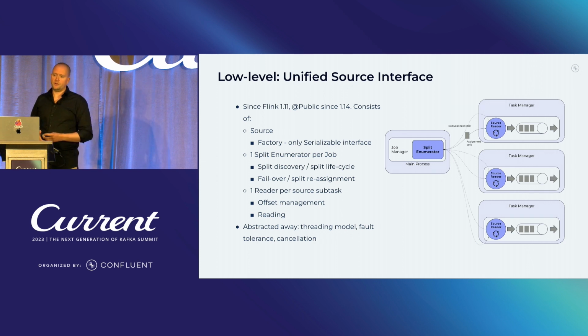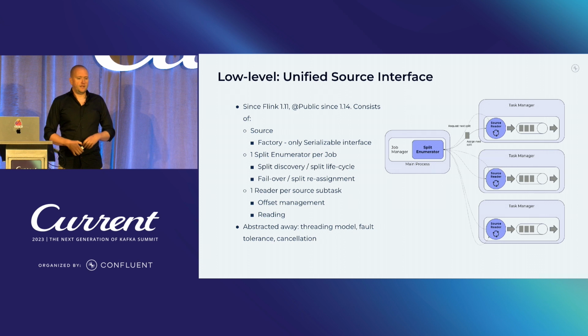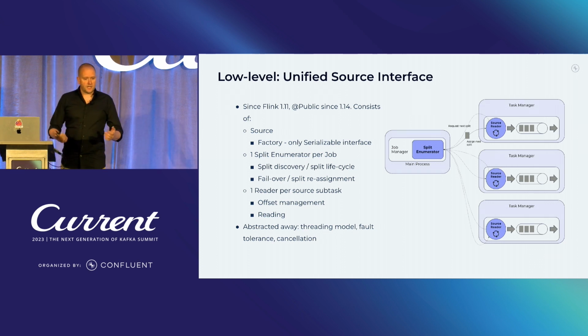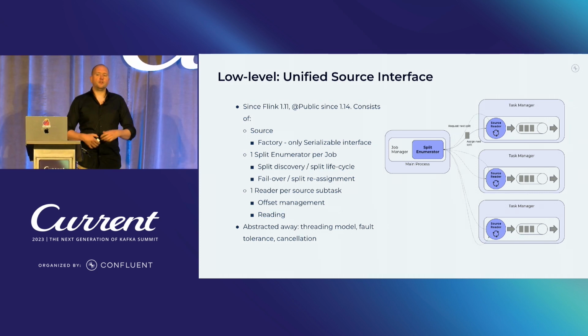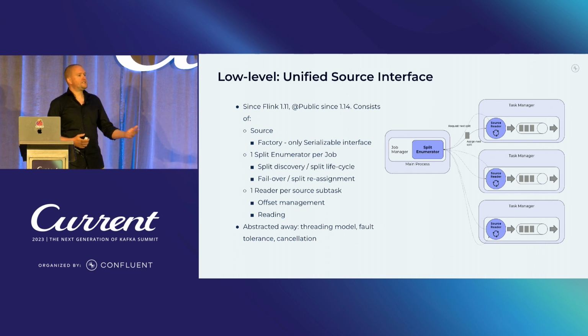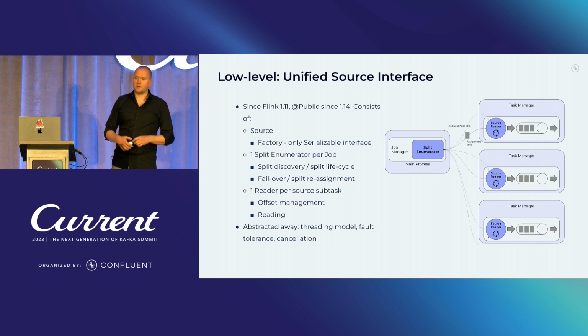Now, the source component is used to create one split enumerator per job, and that split enumerator runs as a single instance on the job manager. It does things like split discovery, split lifecycle management, failover, and split reassignment. You could also say that it maintains the backlogs of all pending splits, and it assigns them to the readers in a balanced manner.